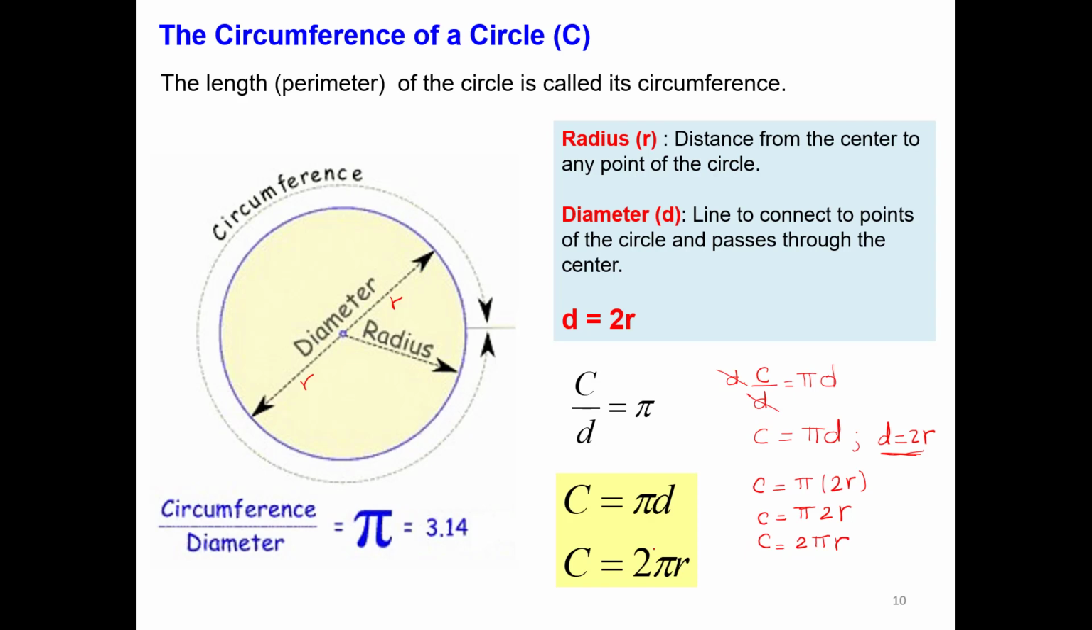It's the expression we had right here. Usually this is the way it's written in the books. The circumference is 2 pi r: 2 multiplied by 3.14 times the value of the radius. The radius is the distance from the center of the circle to any point of the circumference. Then to calculate the circumference of the circle, if we know the diameter, we can apply this equation. If we know the radius, we can apply the second equation.